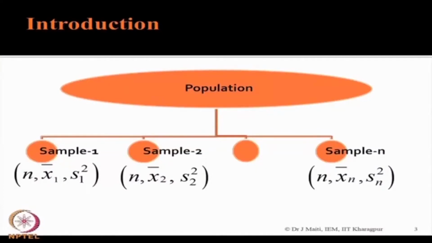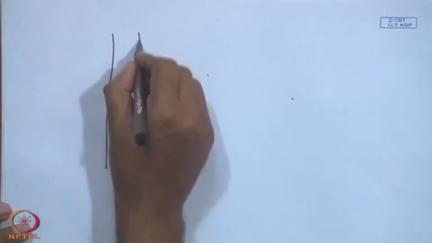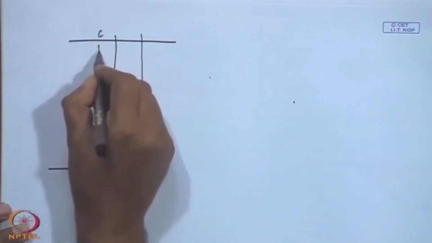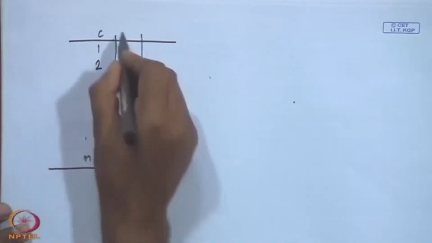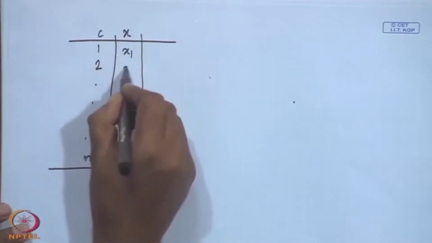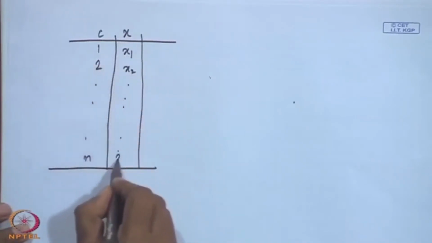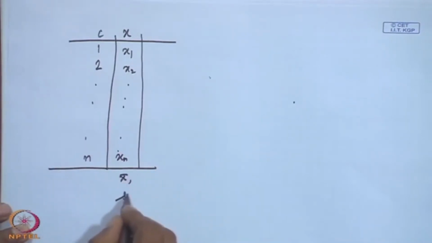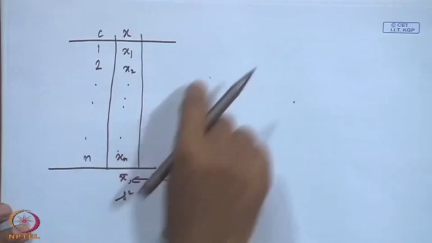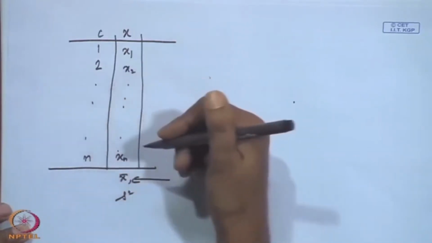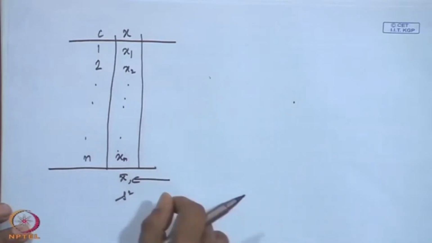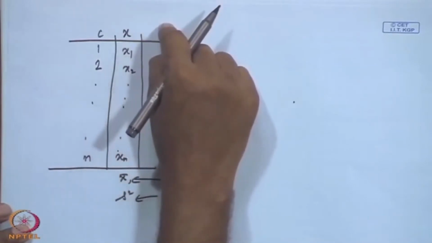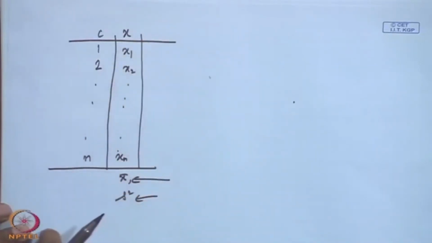You may be wondering where this comes from. Suppose you have collected one sample, for example the height of people in a particular community, n data points, 1, 2, up to n, with values x 1, x 2, up to x n. You compute x bar and s square, and once you collect data these are fixed values. So x bar is a fixed value, and s square is also a fixed value for a particular sample. Then where does this distribution come from?